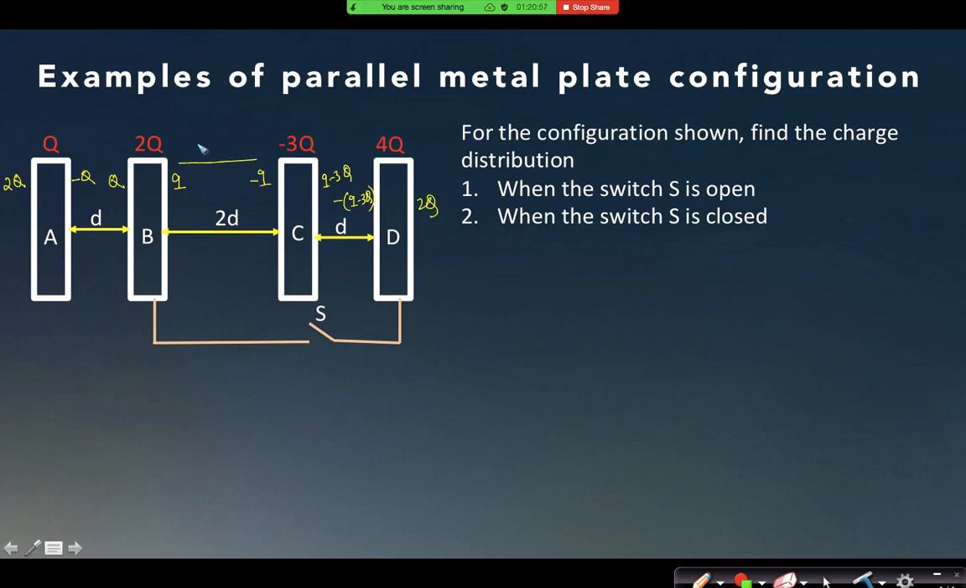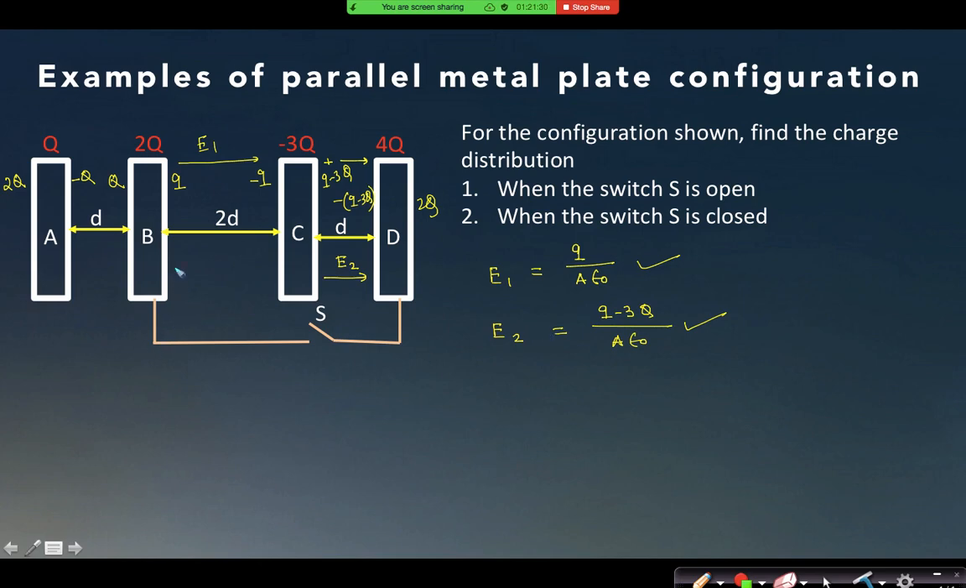I have taken this electric field to be E1. Now what is the electric field E1? Q divided by A epsilon naught. Everyone convinced with this? Now can you tell me what the electric field is in between the C and D plates? Q minus 3Q by A epsilon naught. It will always go from plus to minus, right? So yes, it is Q minus 3Q divided by A epsilon naught. Everyone convinced with this E1, E2?